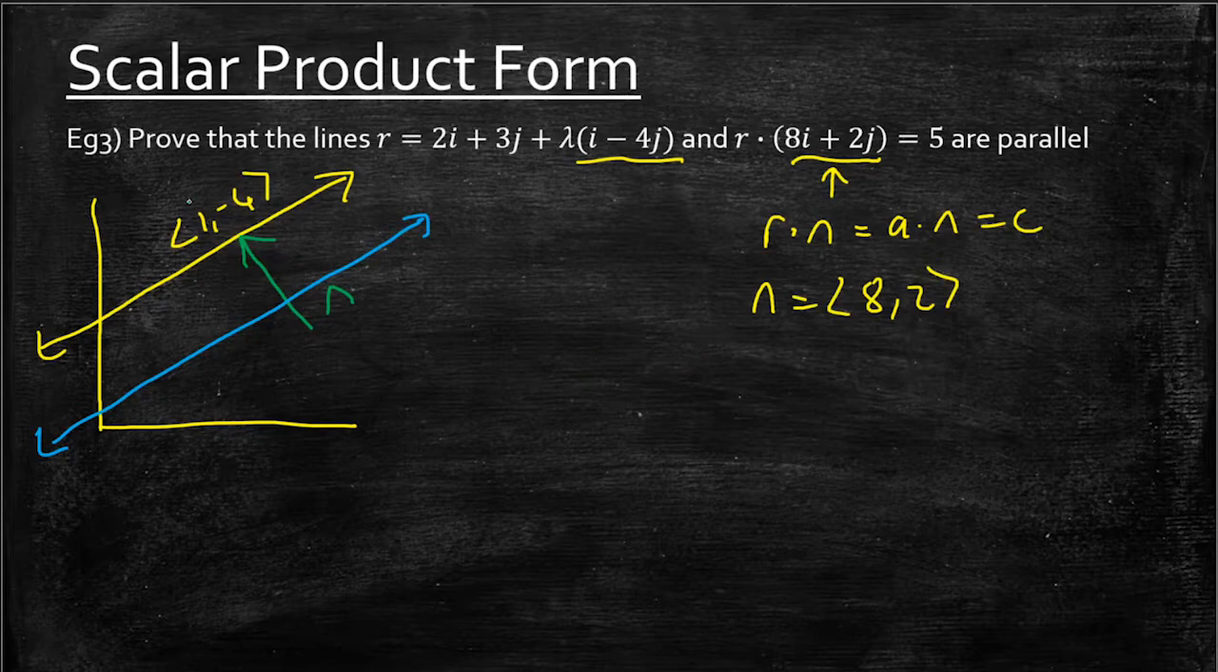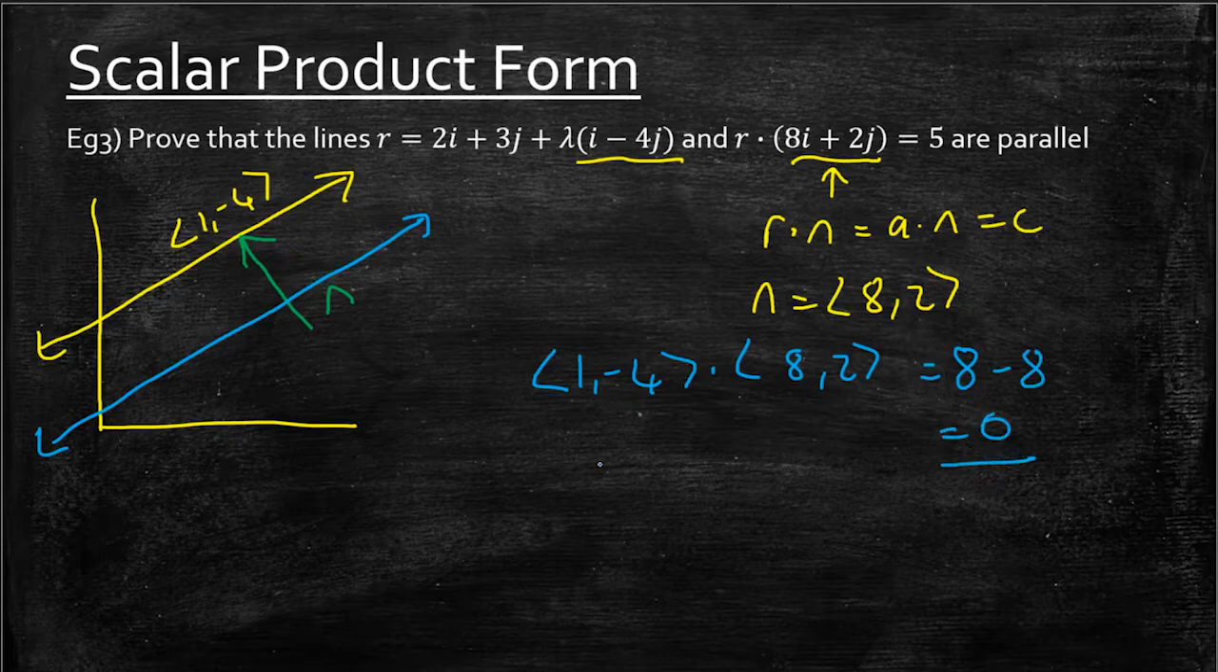Let's test if this direction of this line is in fact normal to this line here. And we know that when two lines are perpendicular to each other, their dot products should equal 0. So this is the direction of the line, this is the normal vector, and if it equals 0, then the two lines will be parallel because they share the same normal vector there. So 1 times 8 is 8, negative 4 times 2 is negative 8. This does equal 0. Now, because it does equal 0, that means that the first line and the second line are parallel because they share the same normal vector there.